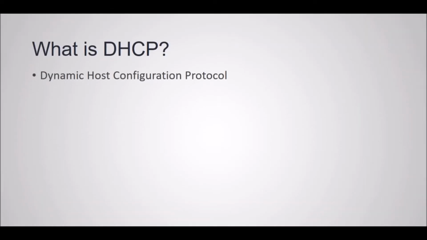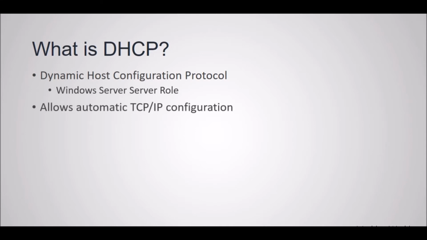Dynamic Host Configuration Protocol, or DHCP, is a networking protocol that allows a particular server to assign TCP/IP configurations automatically to client computers on the same network. In the Windows world, you need to install the DHCP server role on a Windows server in order for it to have this functionality on your network.